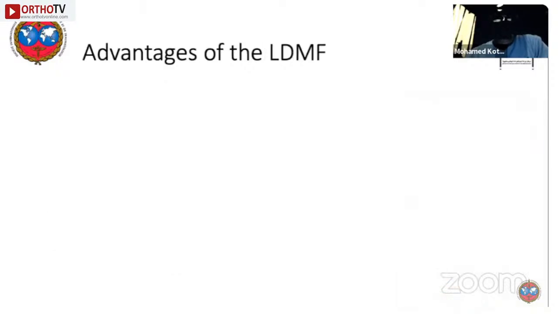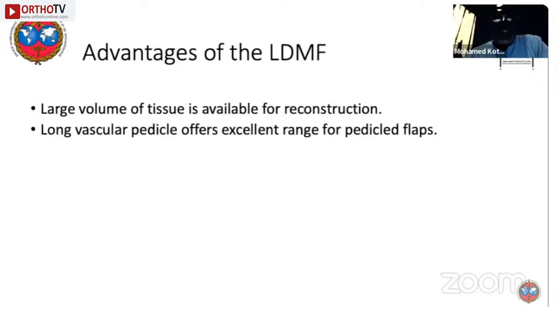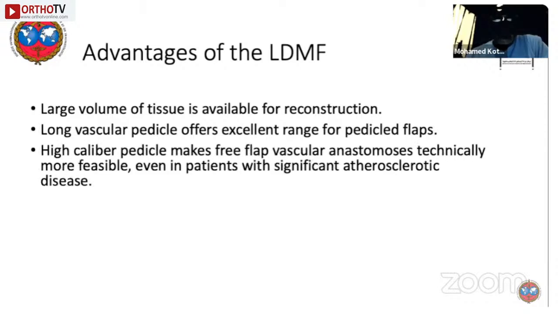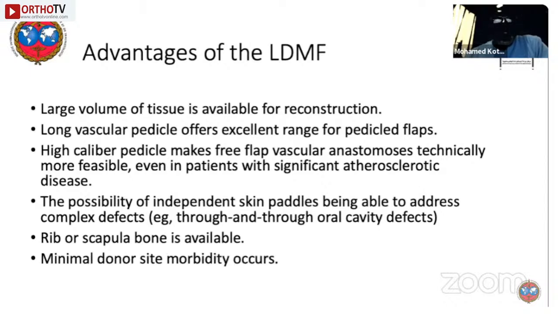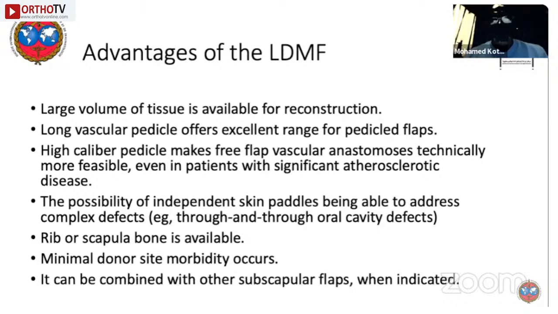Talking about the advantages of the latissimus dorsi myofascial flap, a large volume of tissue is available for reconstruction, and the long vascular pedicle offers an excellent range of pedicled flaps. The high caliber pedicle makes free flap vascular anastomosis technically more feasible, and the possibility of an independent skin paddle can address complex defects, like through-and-through oral cavity defects, for example. You can include rib or scapular bone. These are also available options. Minimal donor site morbidity occurs, and it can be combined, as we have said, with subscapular flaps.